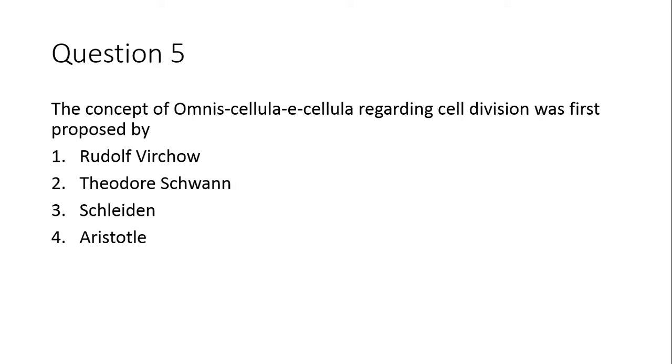See, Omnis cellula acellula means that cells come from pre-existing cells. This statement was proposed in the modern cell theory, which was proposed by Rudolf Virchow. Now, there is a difference between cell theory and modern cell theory. Cell theory was proposed by Theodor Schwann and Schleiden, whereas modern cell theory was proposed by Rudolf Virchow. So the answer to this question is Rudolf Virchow.